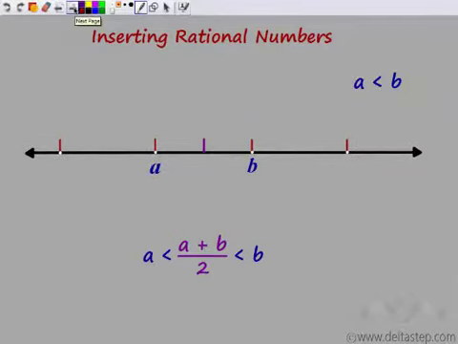So whenever you have two rational numbers, A and B, and you want to find a rational number between these two numbers, all you need to do is add these two numbers, A plus B, and divide them by 2. This would give you a number here, which is A plus B by 2. Now this number clearly would be greater than A, but would be less than number B. This is what you get.